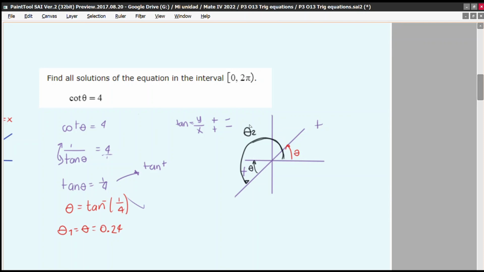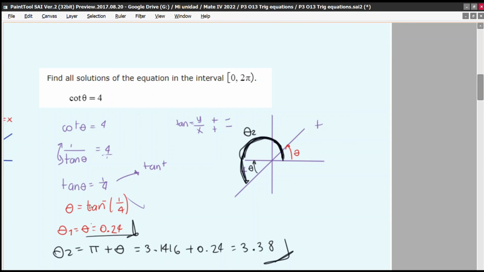Well, this angle does half a spin of a circle plus the reference angle. So my second solution is going to be half a spin plus my reference angle. In other words, 3.1416, yuck, plus 0.24. And this is more or less 3.38. Okay? Ta-da! These are our two possible solutions.